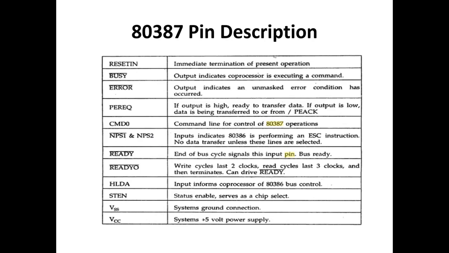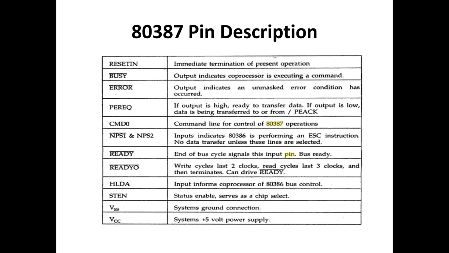CMD0 is the command line for control of the 80387 operation. NPS1 and NPS2 inputs indicate the 386 is performing an escape instruction. No data transfer occurs unless these lines are selected. READY signal indicates the end of the bus cycle. This input pin is bus ready. READY0: write cycles last 2 clocks, read cycles last 3 clocks, and then it terminates.